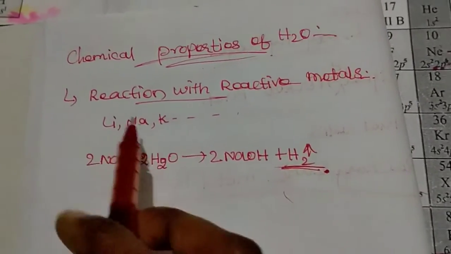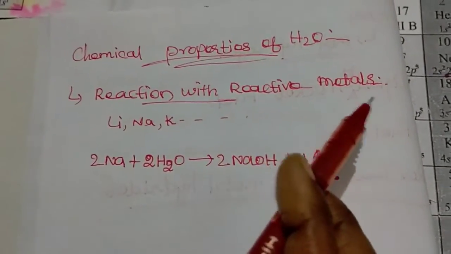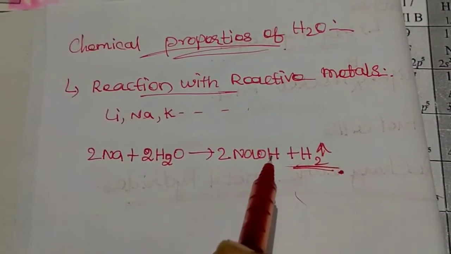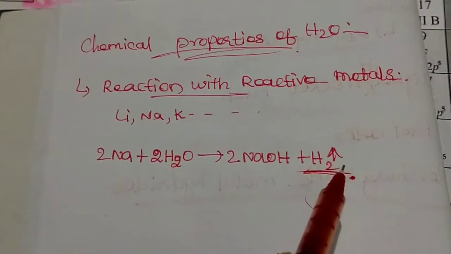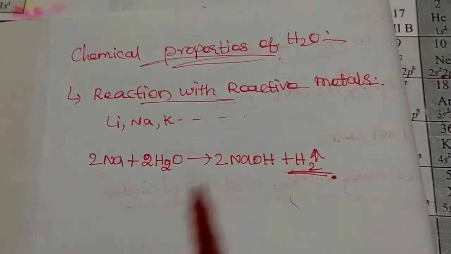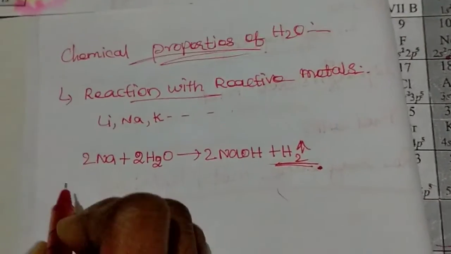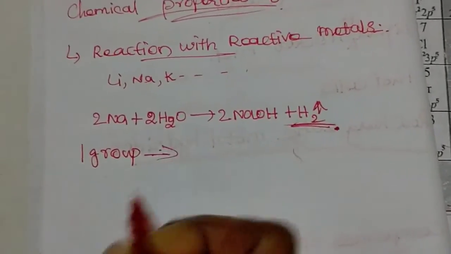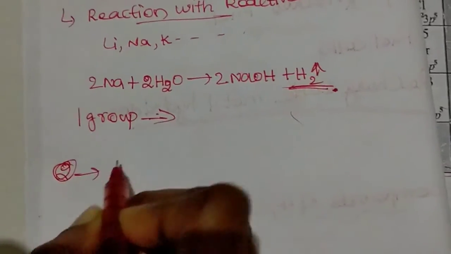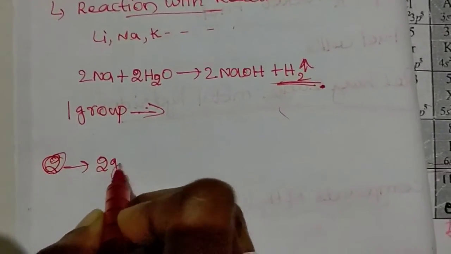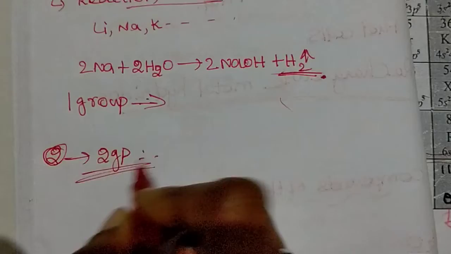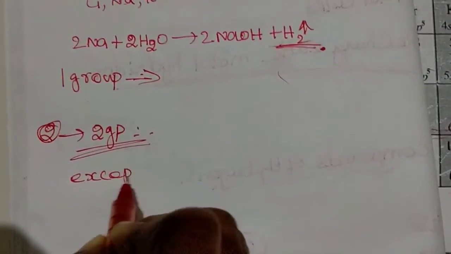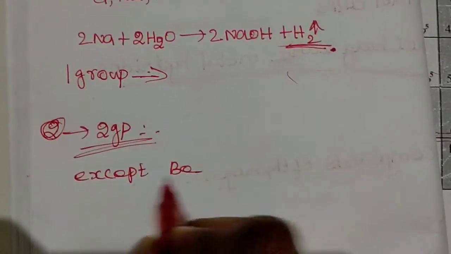So the reaction with reactive metals: sodium combined with water produces sodium hydroxide and evolves hydrogen. This is the reaction of first group elements. Then the second property is reaction with second group elements, except beryllium.